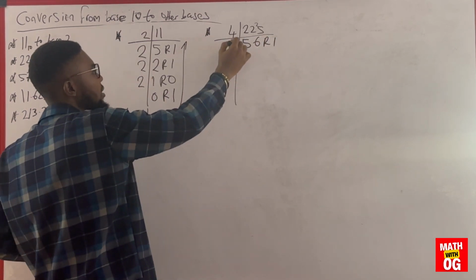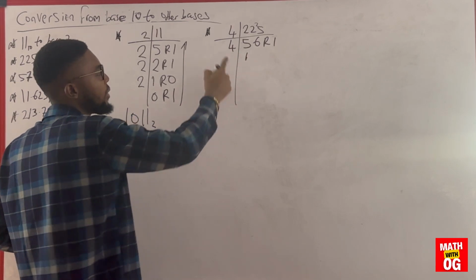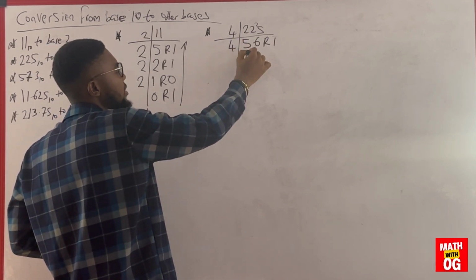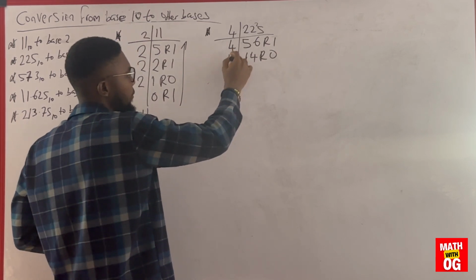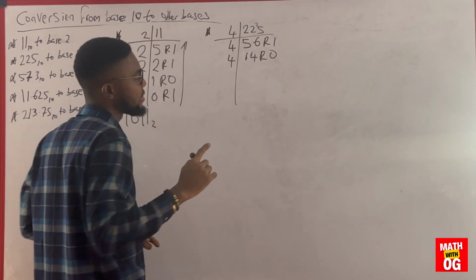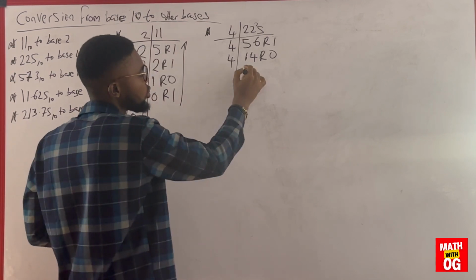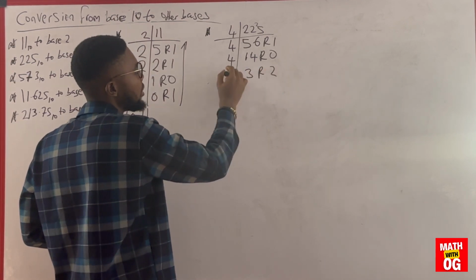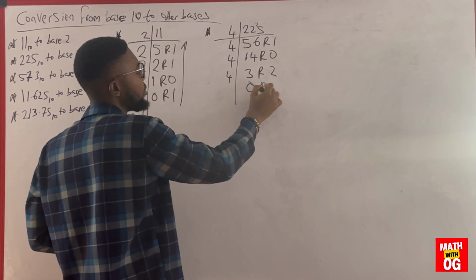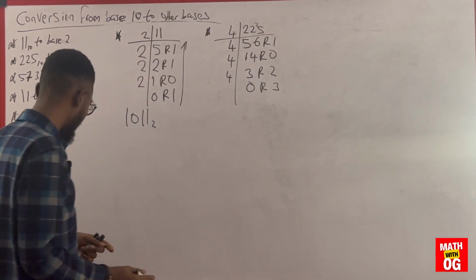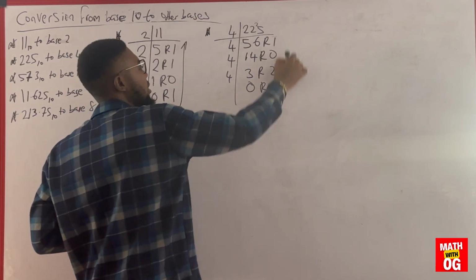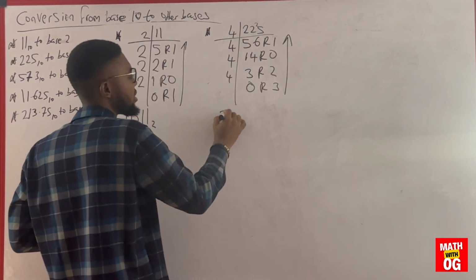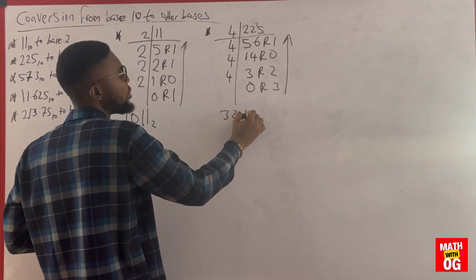Then we divide with 4 again. 4 into 5 is 1 with a remainder of 1. 4 into 16 is 4 with a remainder of 0. So we have a remainder of 0 here. 4 into 14 is 3, which is 12 with a remainder of 2. Then 4 into 3 is 0 with a remainder of 3. And how do we read? From bottom to top. So we have 3201. So the answer is 3201 in base 4.